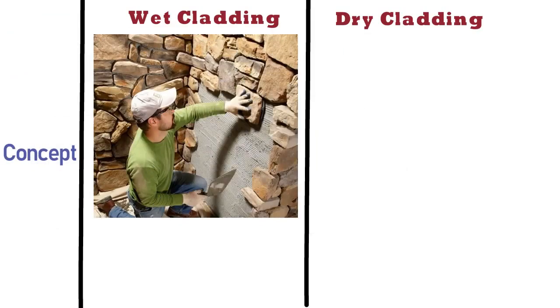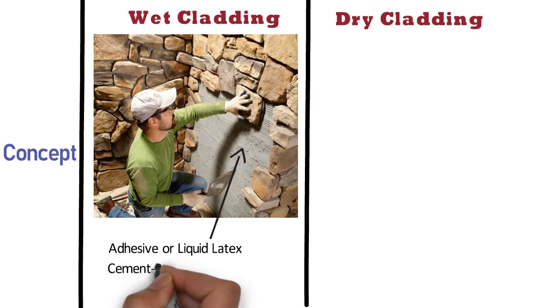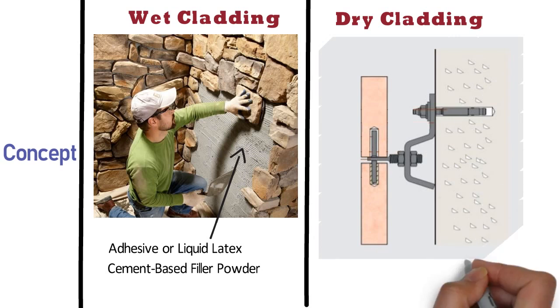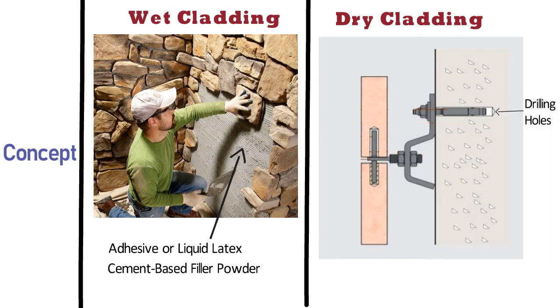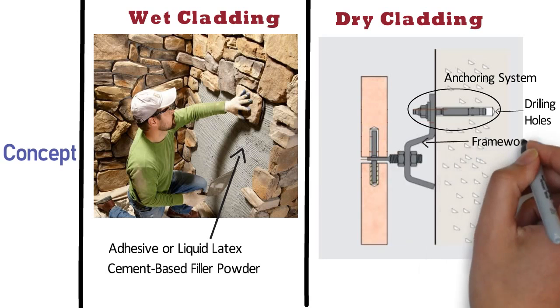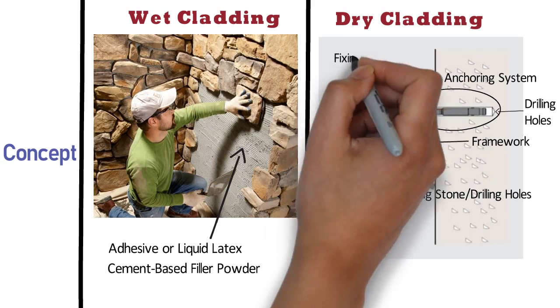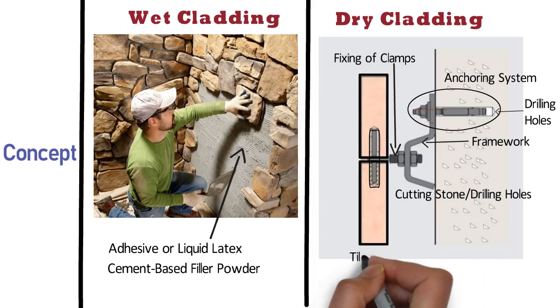In case of wet cladding, the stone or tile is pasted on the wall with the help of adhesive or a liquid latex combined with a cement-based filler powder. Whereas dry cladding involves drilling holes into the surface, fixing the anchoring system, installation of framework, cutting the stone in matrix or drilling holes, fixing of clamps, and then installation of tile or stone.